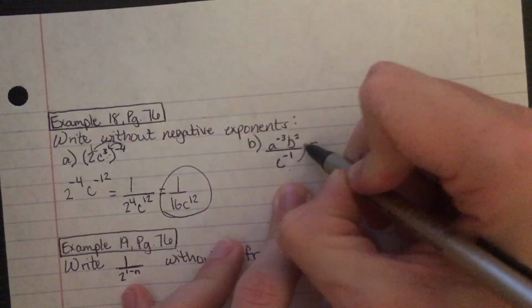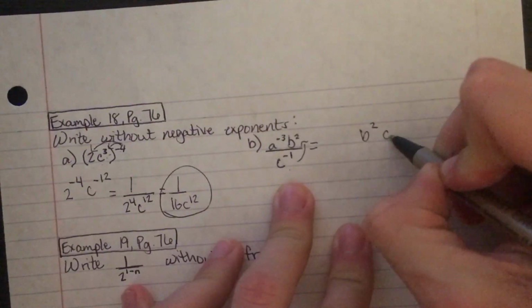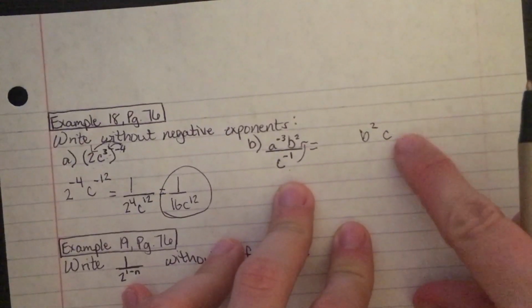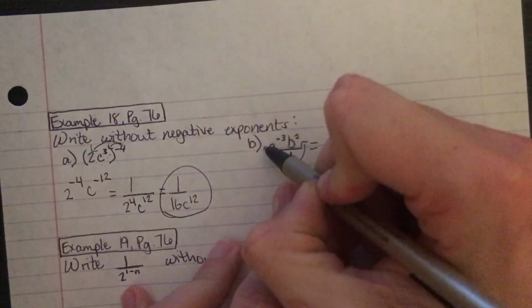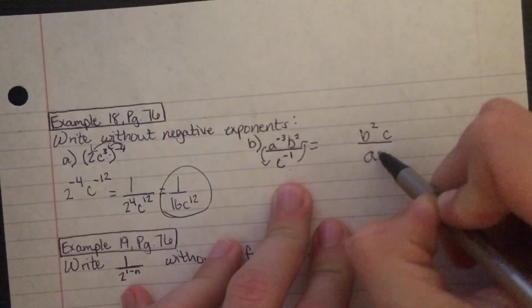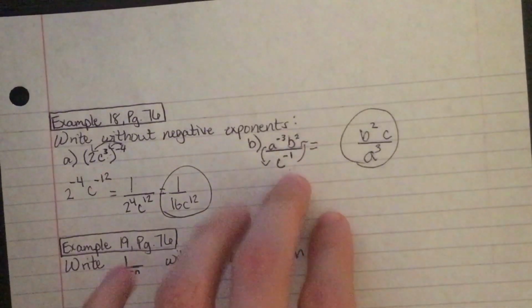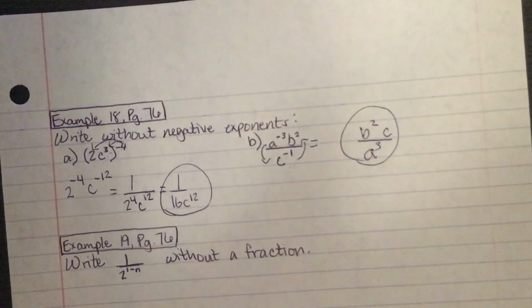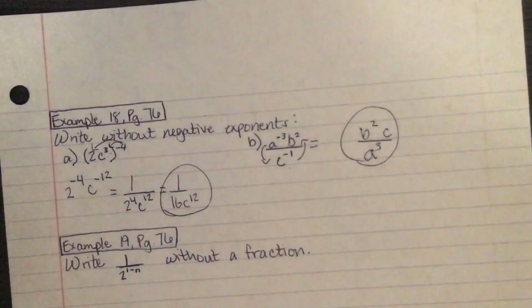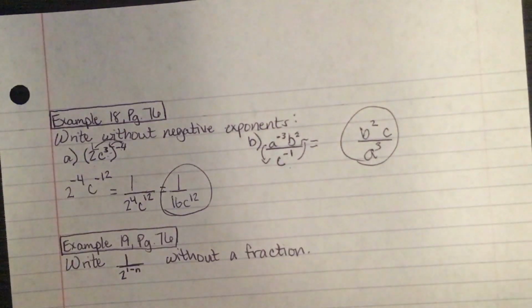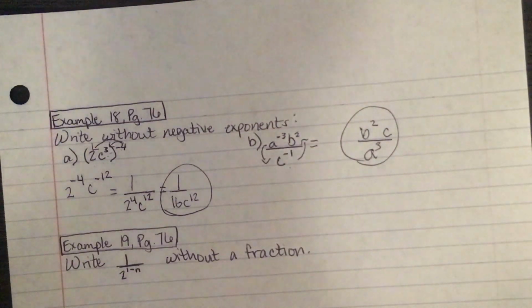But this c to the negative 1 is going to move up just as a c, because if it's a positive exponent, we do not write that power. And then we're going to bring a to the negative third down, so it's a to the positive third. And as a general rule of thumb, we like to keep things in terms of positive exponents because to evaluate a negative exponent, you have to make it positive anyways. So save yourself some work on the front end.